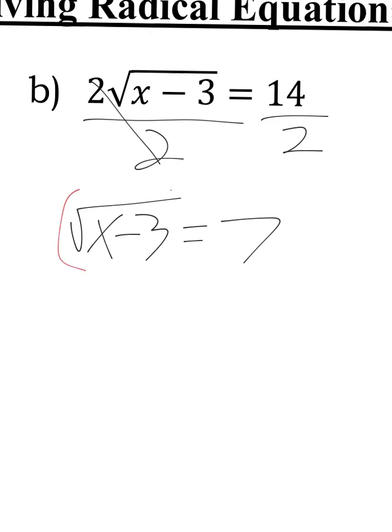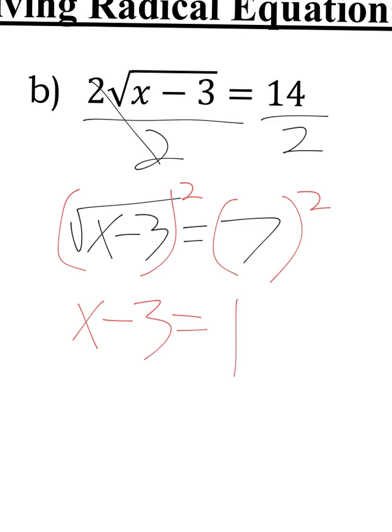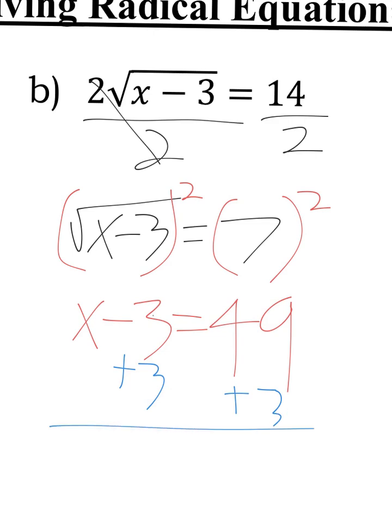The opposite of a square root is the square, or the power of 2, okay? So what you do to one side, you have to do to the other. And I won't do a plus or minus because I'm squaring. If I did a square root, I would do a plus or minus. But 7 squared is 49. Add 3, and you get 52 for your final answer.